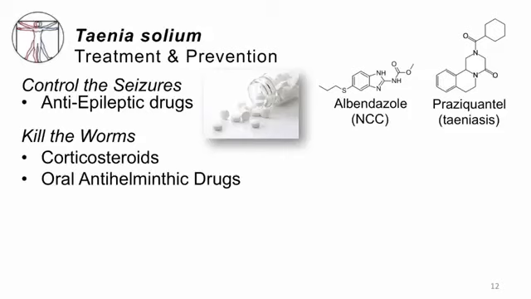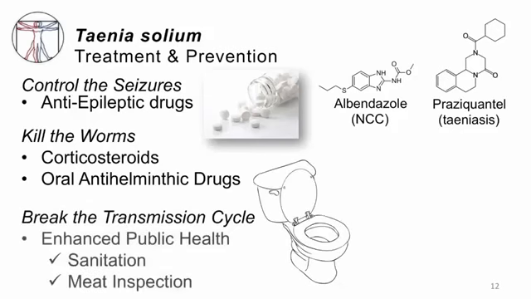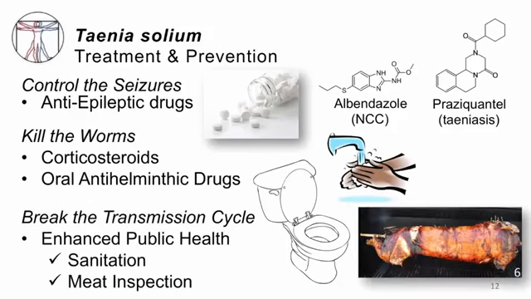In the case of patients who have no neurocysticercosis, they just have a worm, we treat with praziquantel for their teniasis, just like the beef tapeworm. In terms of breaking the cycle, we need better public health measures. We need better sanitation in order to cut back on cysticercosis, and we need a better system to inspect the meat of these pigs to cut back on teniasis.